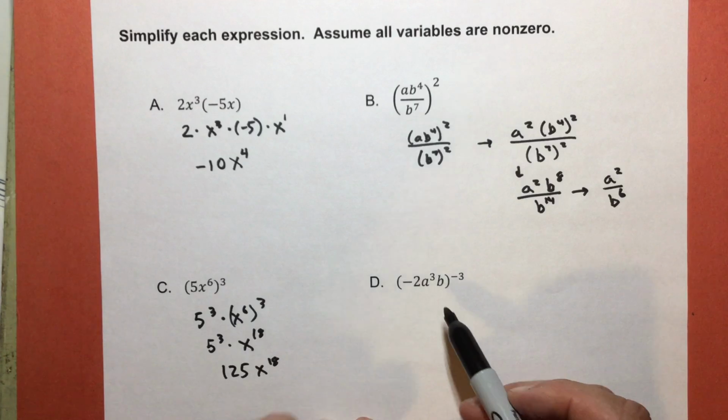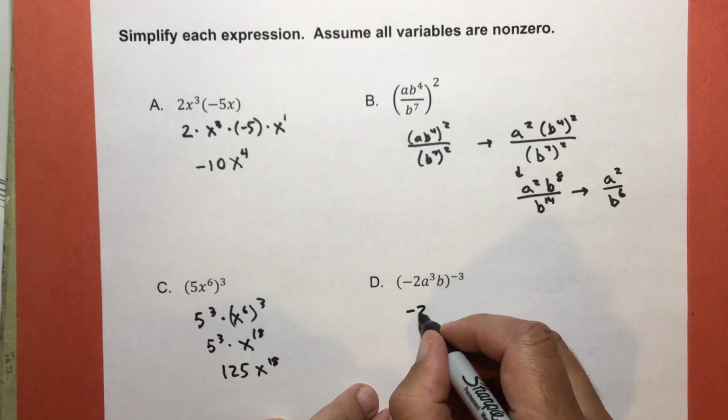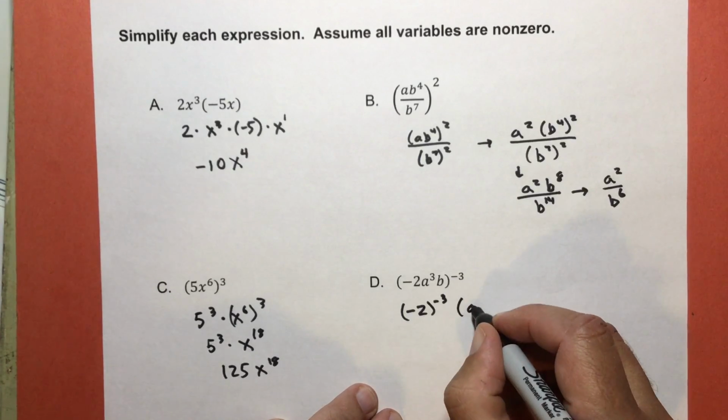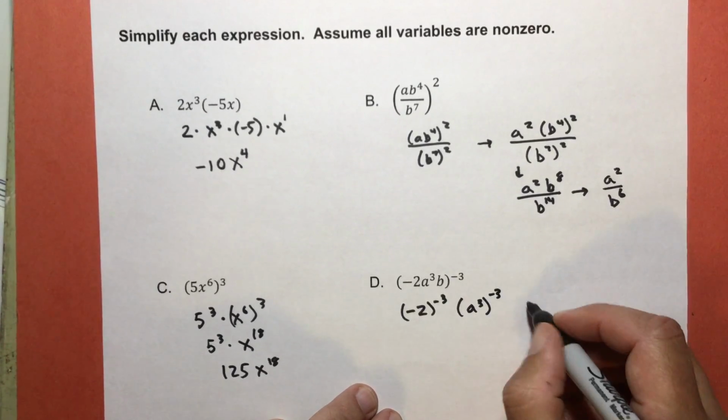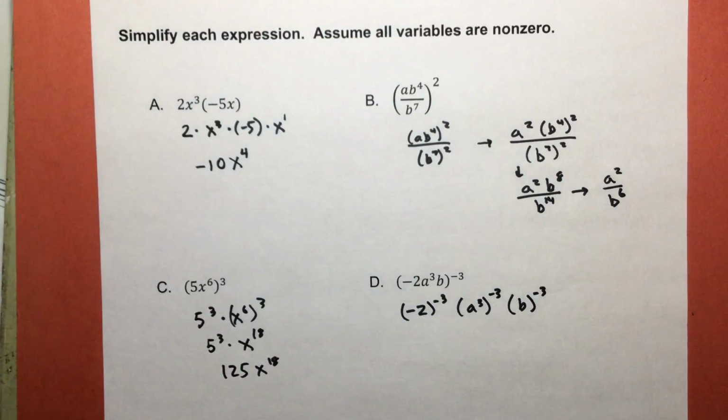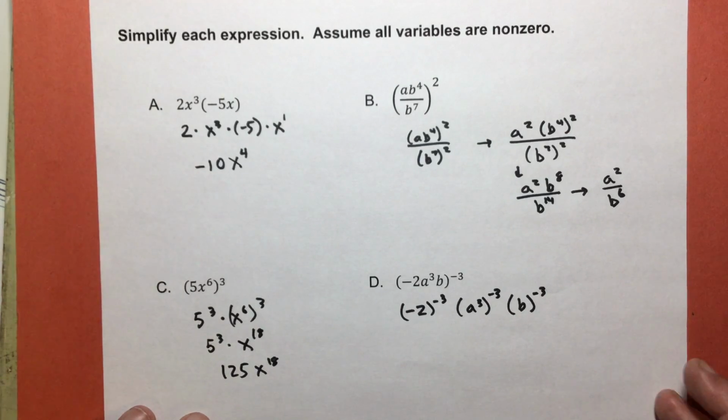And for example D, I get negative 2 to the negative 3 power. I get a to the 3rd to the negative 3 power. And I get b to the negative 3 power. Now, you're probably wondering, could I have done the reciprocal right away? Yes. But I'm going to show you why I didn't do that. And this goes back to anything with properties.